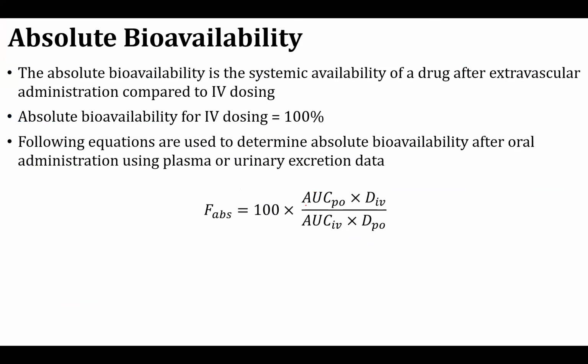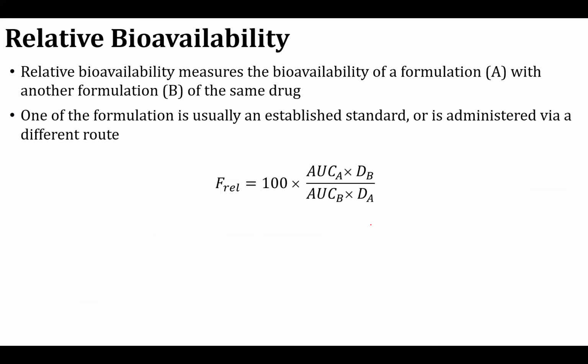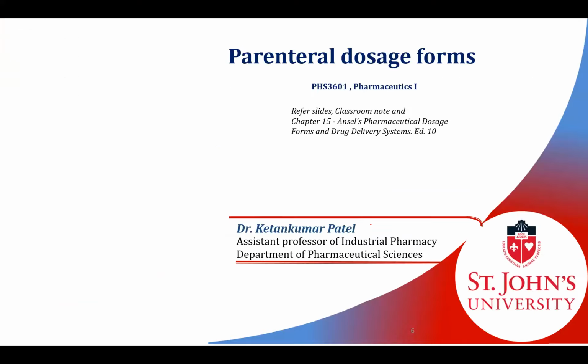Absolute bioavailability is the AUC by oral route over AUC by IV route, multiplied by dose of IV divided by dose of oral route. So this is absolute, compared to IV. And when we compare two different dosage forms or different routes, the bioavailability of A to B, that means bioavailability of a tablet compared to a transdermal patch, that's when we use the relative bioavailability. Or if you give by oral route, the bioavailability of a solution versus a tablet, that's when we use the relative bioavailability concept.